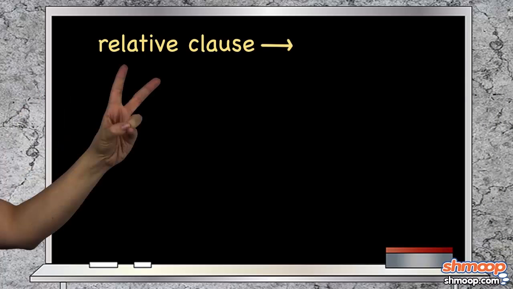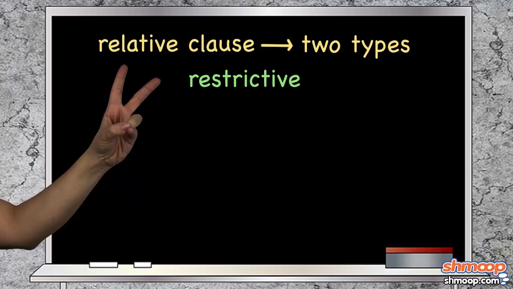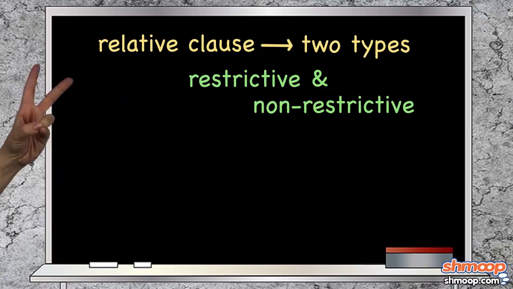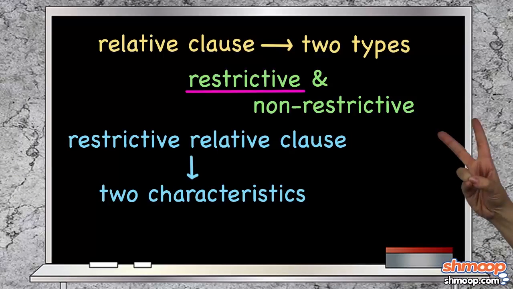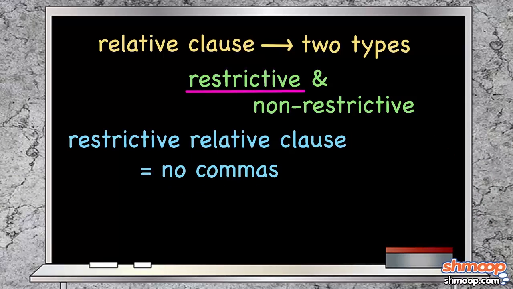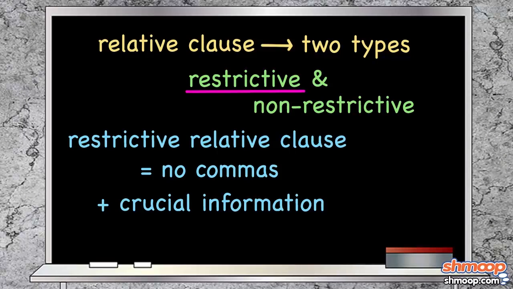All right, there are two types of relative clauses, restrictive relative clauses and non-restrictive relative clauses. Let's start with a restrictive relative clause. This kind of clause has two characteristics. The relative pronoun introducing it is not separated from the main clause by a comma, and the restrictive clause supplies some bit of crucial information without which the sentence wouldn't make sense.